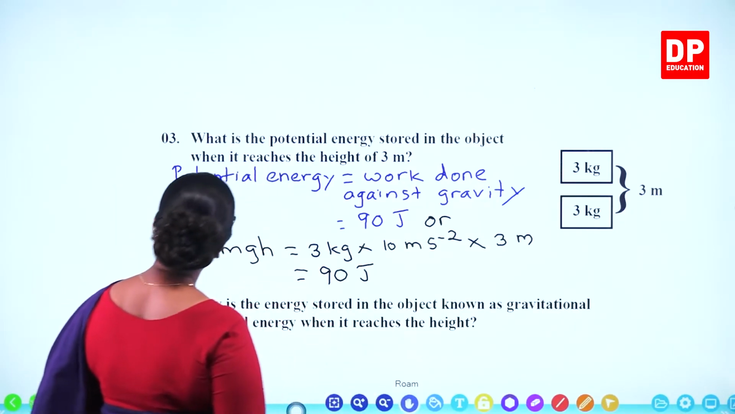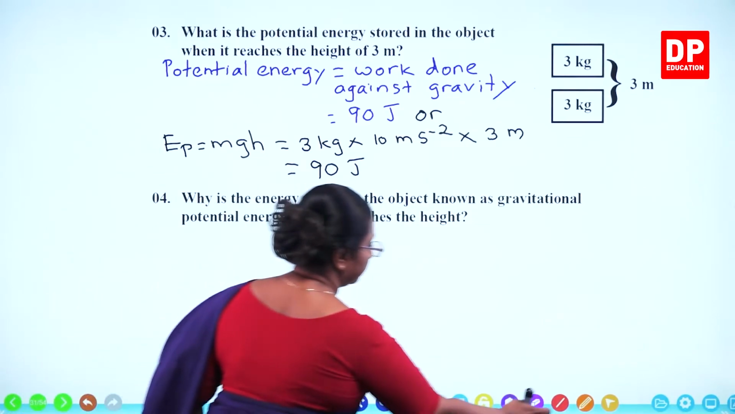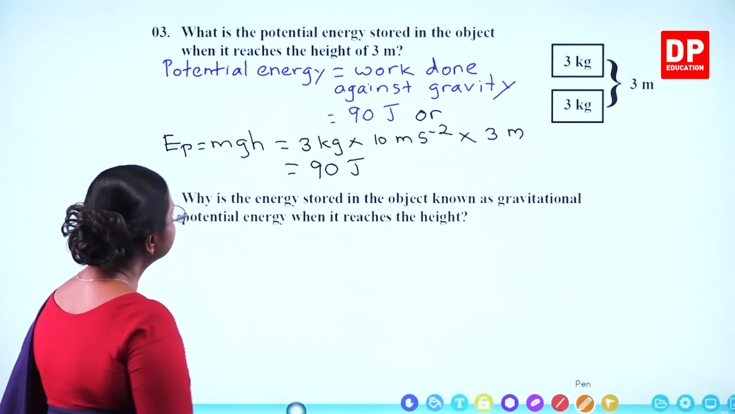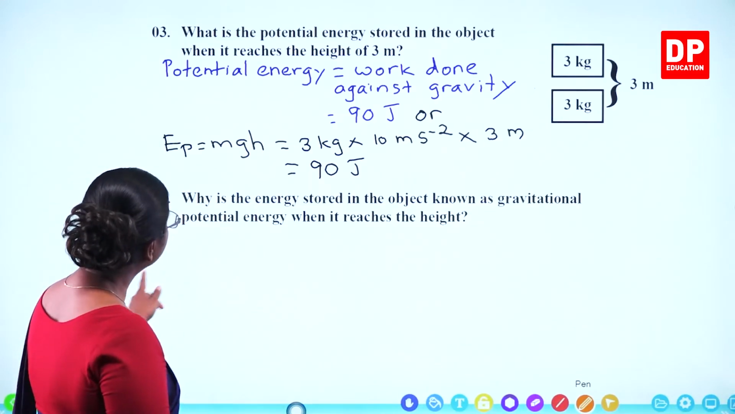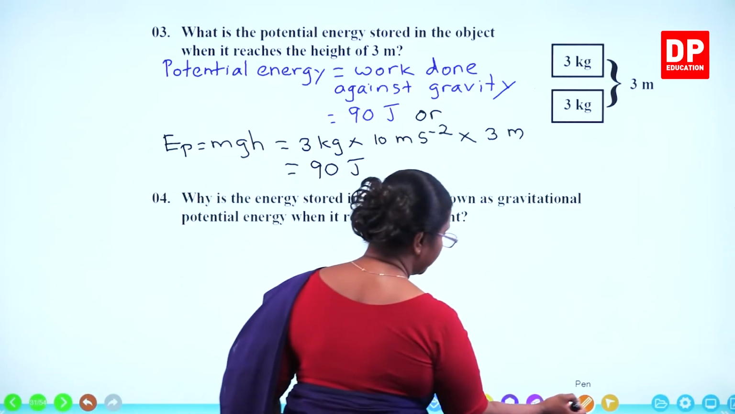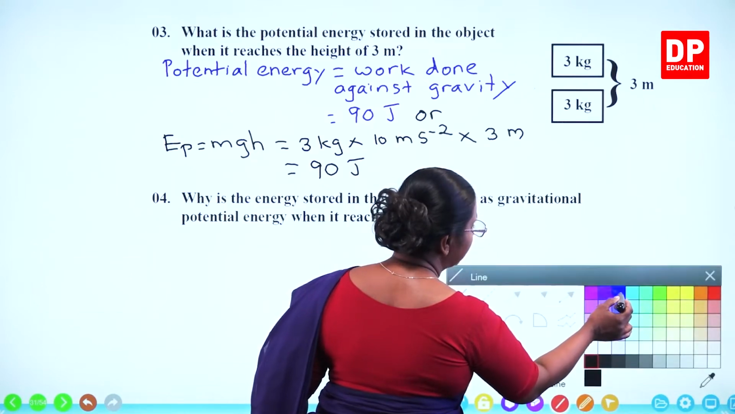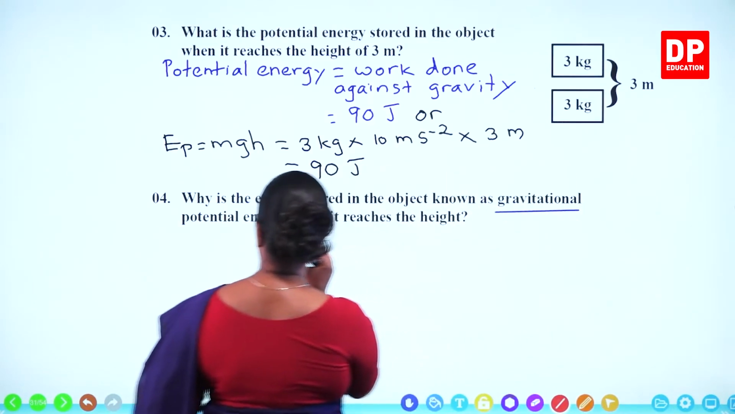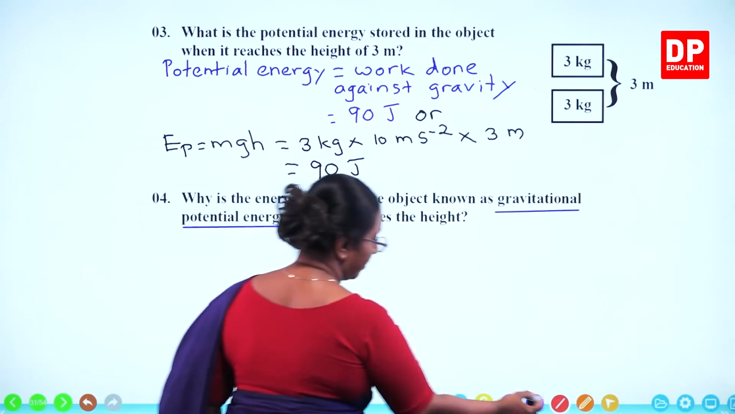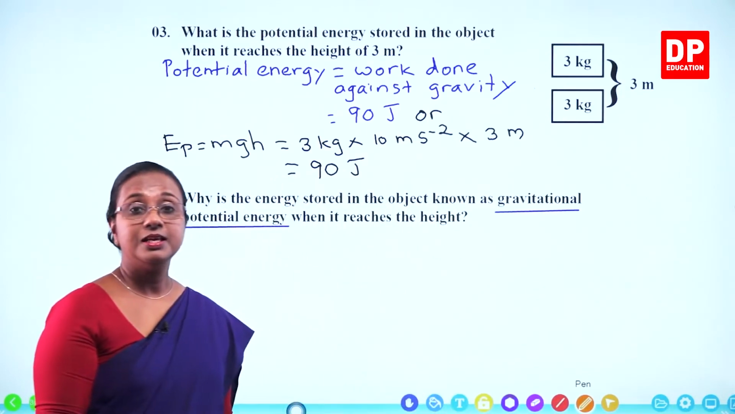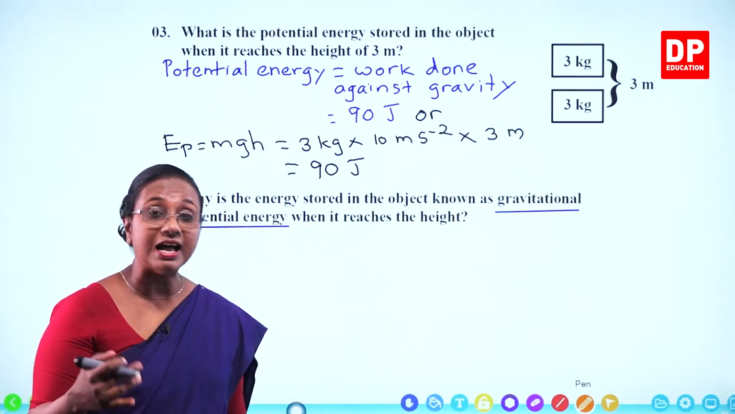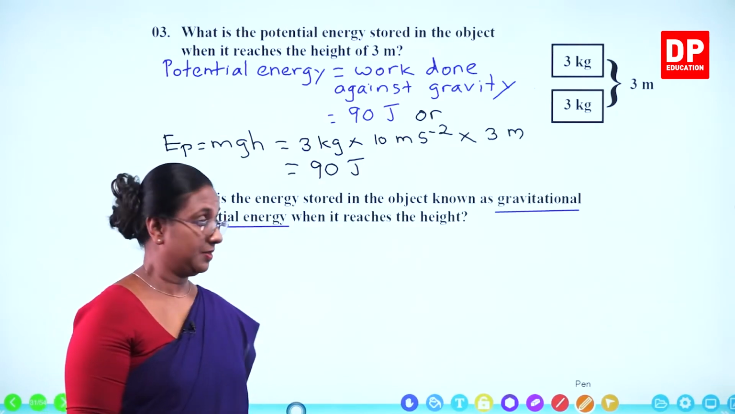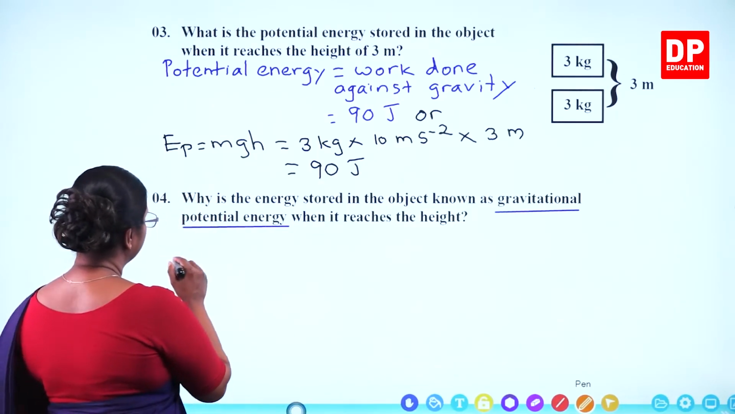So then, the fourth part. Why is the energy stored in the object known as gravitational potential energy? Why do we call it gravitational potential energy? You all know the reason. What is it? Because the energy stored is due to the work done against the gravity. So that is what you have to write.